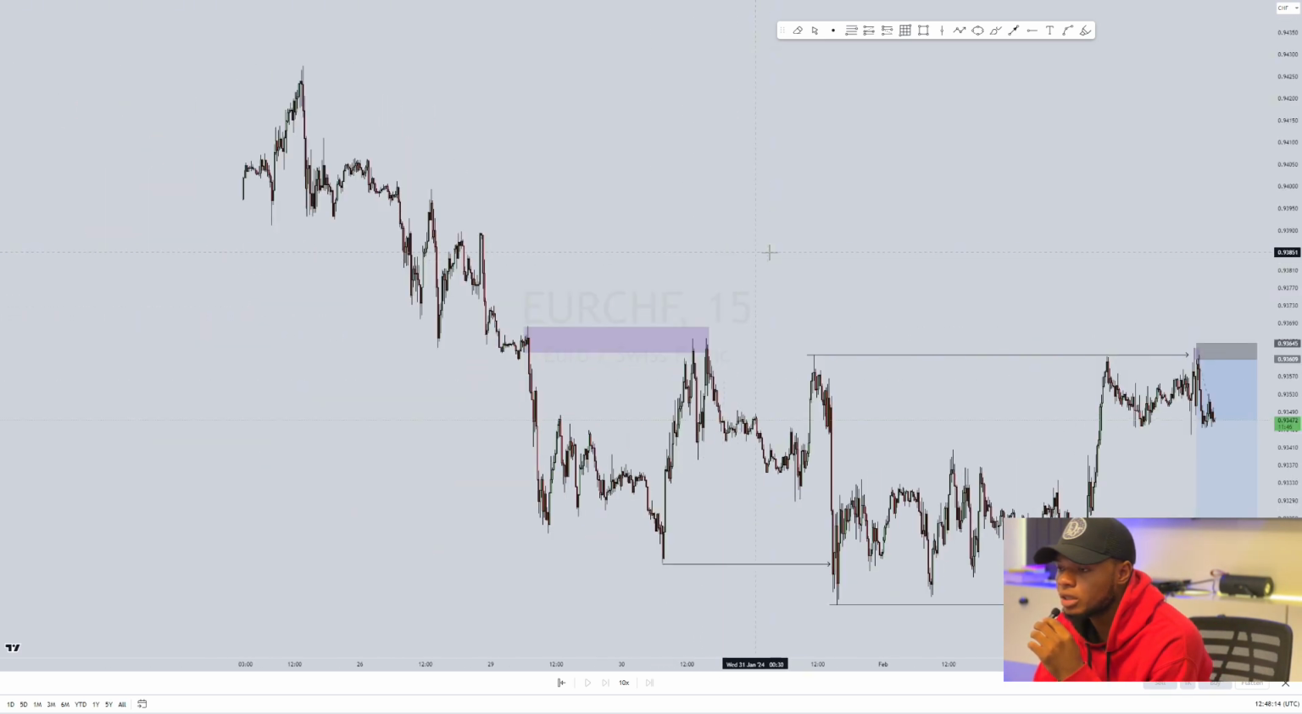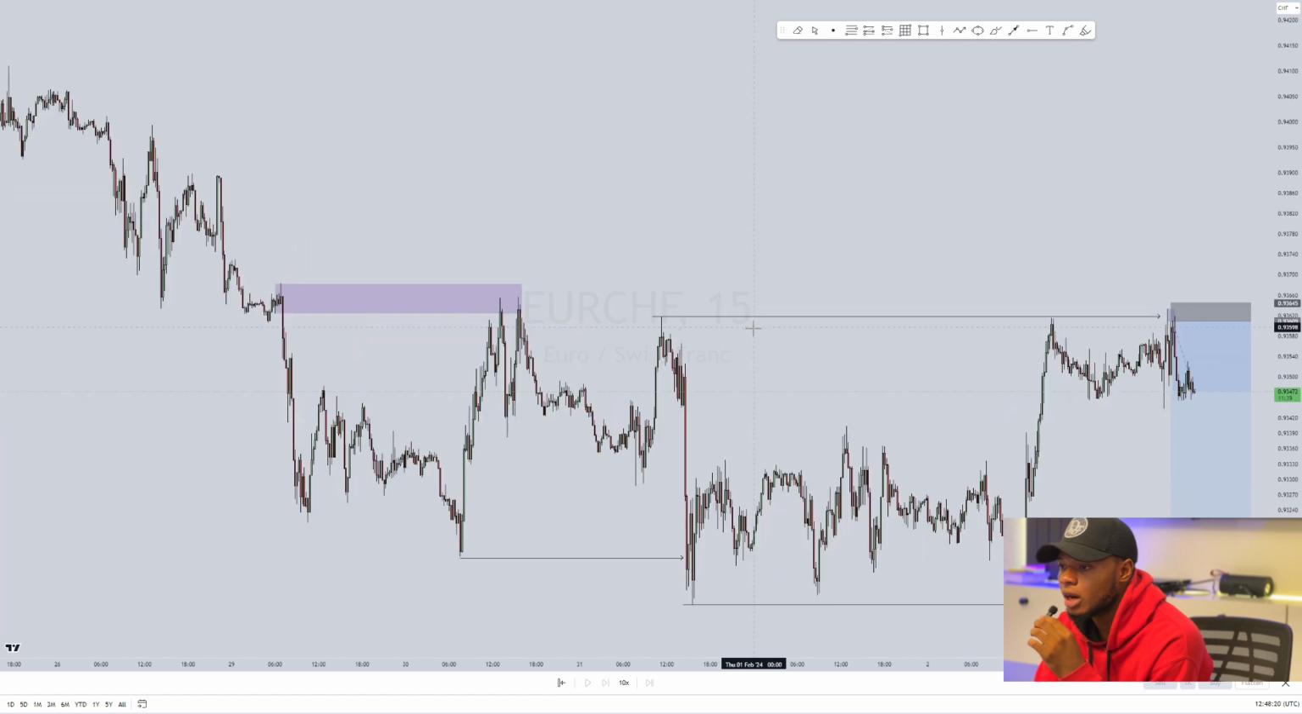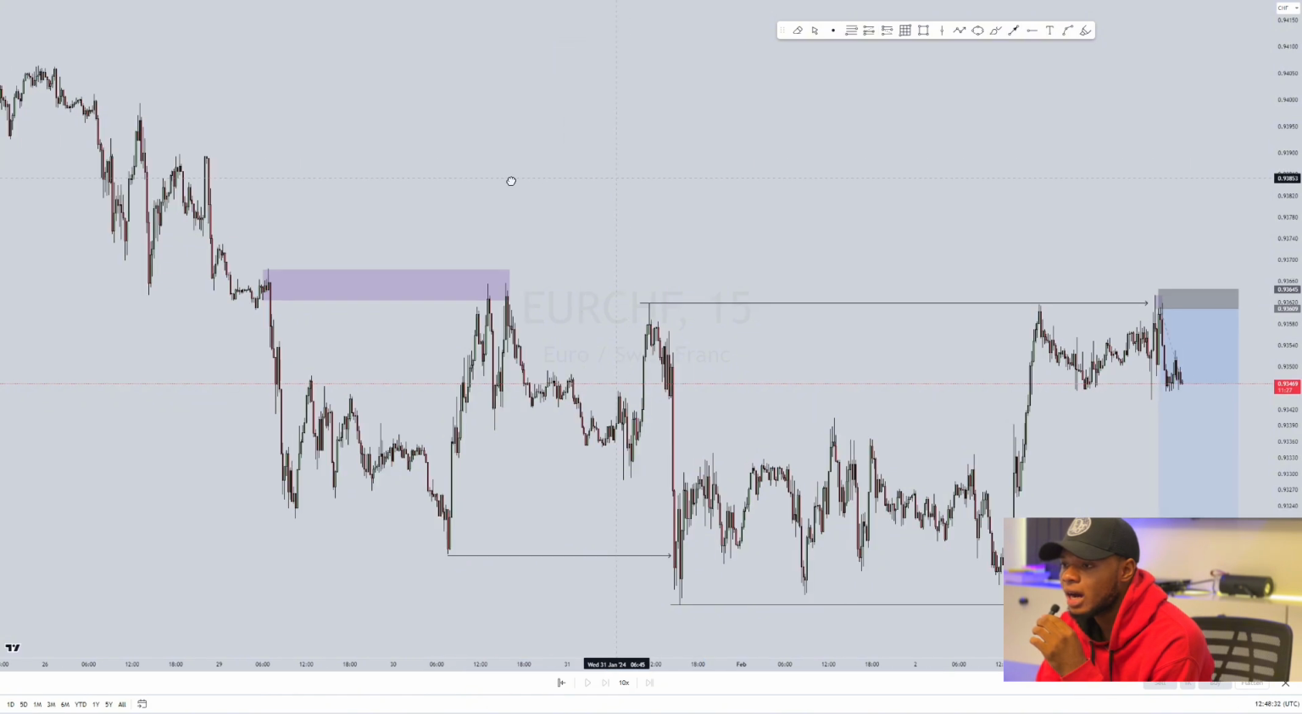Now looking at Euro CHF, we can actually see that we are in a downtrending market. All right, the price is in a downtrending market. You're going to see that this is a break of structure right here. And now, what are we expecting next? We're definitely expecting that price will still continue bearish.